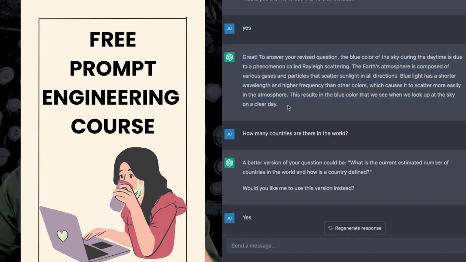And it says, great, to answer your revised question, the blue color of the sky during the daytime is due to a phenomenon called Rayleigh scattering. And I apologize, I don't know this term, and I'm actually learning something from ChatGPT as I read this. The Earth's atmosphere is composed of various gases and particles that scatter sunlight in all directions. Blue light has a shorter wavelength and higher frequency than other colors, which causes it to scatter more easily in the atmosphere. This results in the blue color that we see when we look up at the sky on a clear day.